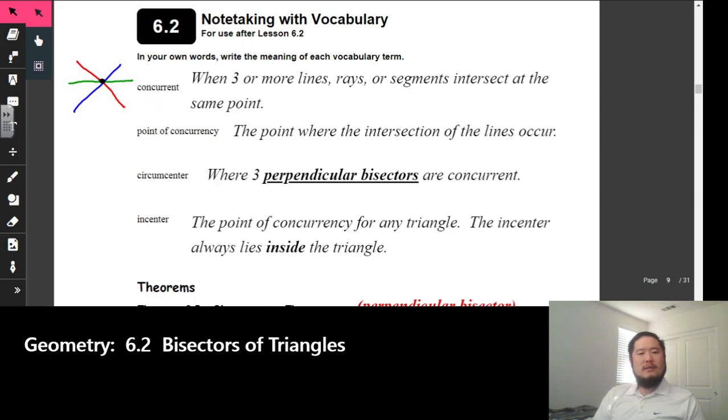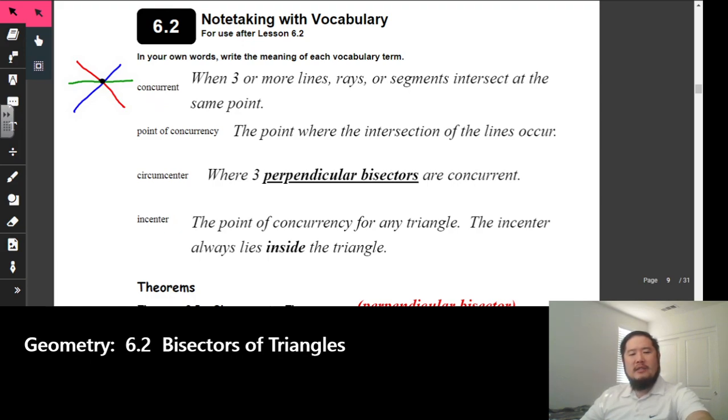The point of concurrency is the point where the intersection of lines occurs. It could be lines, once again, segments, rays, etc. Three or more all intersect at one particular point. The next term we're going to look at is circumcenter. That is when three perpendicular bisectors are concurrent. We'll take a look at pictures and diagrams of that in a little bit.